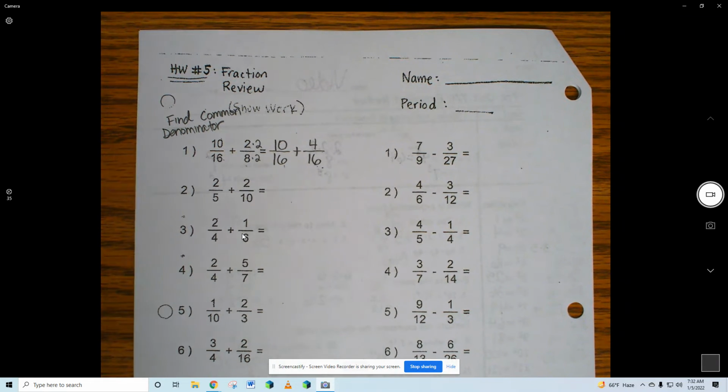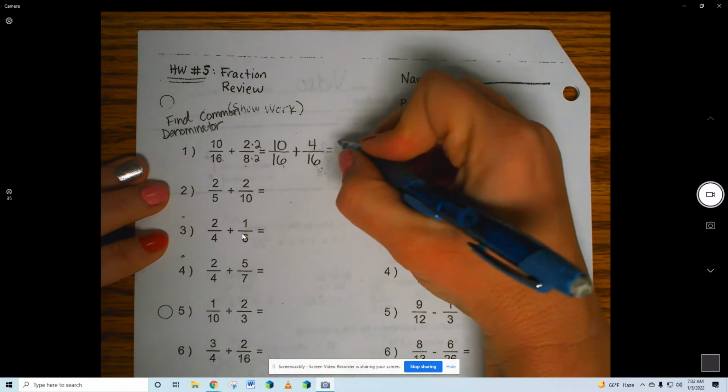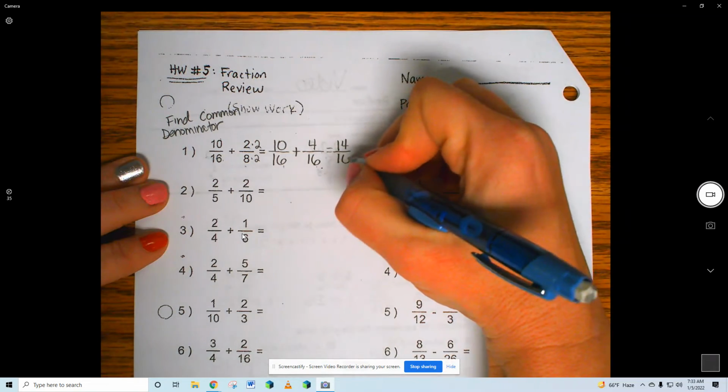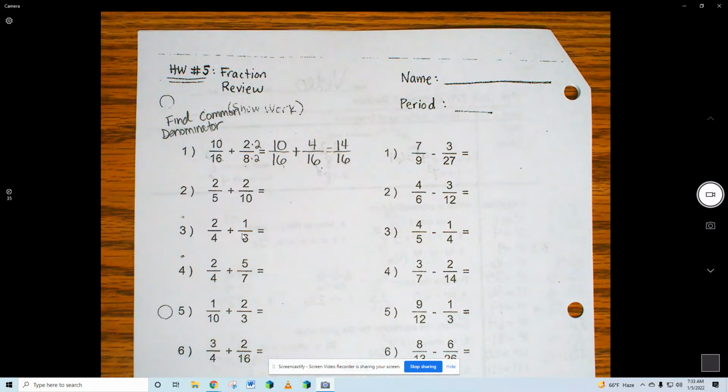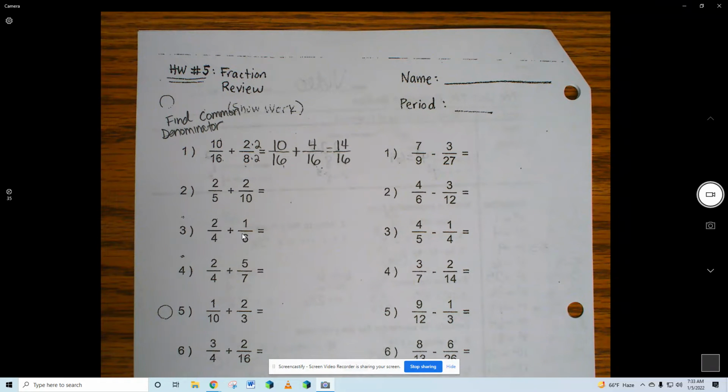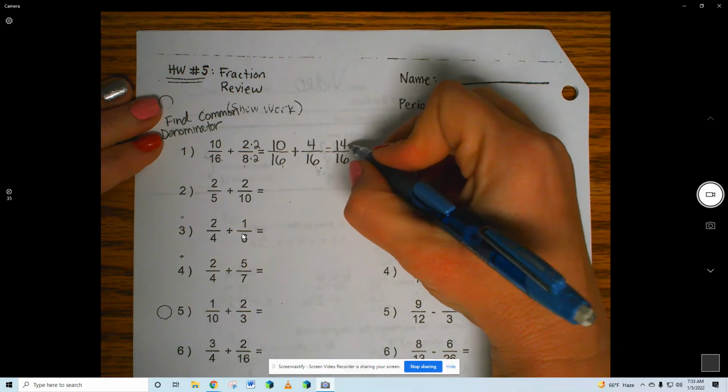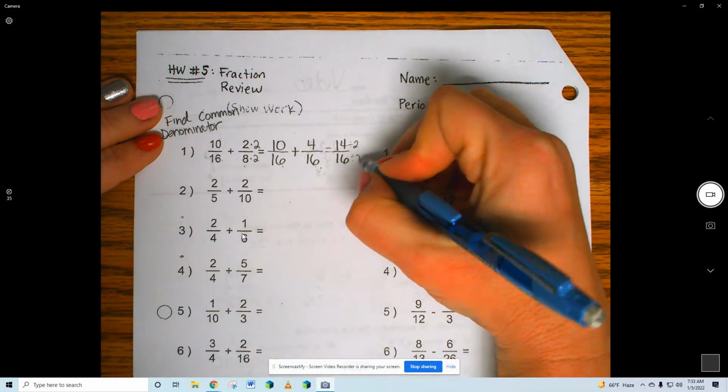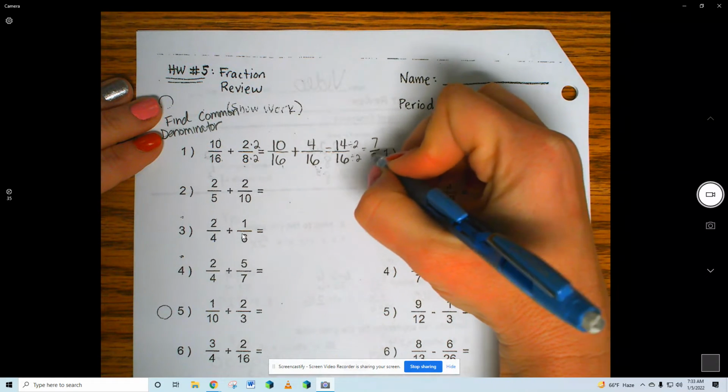Since they have the same denominator, I can now add straight across. 14/16. And simplify, reduce this fraction by 2, yeah? 7/8.